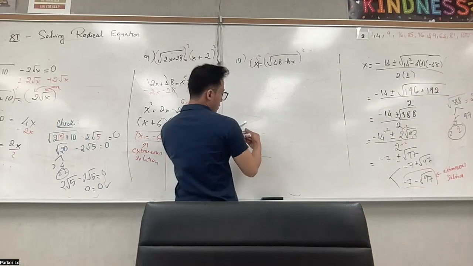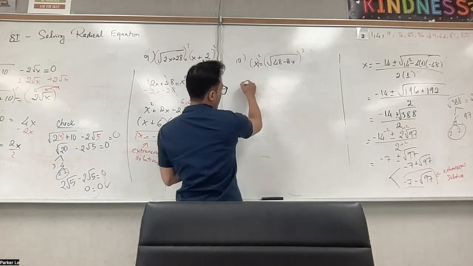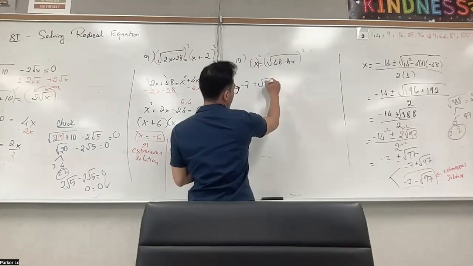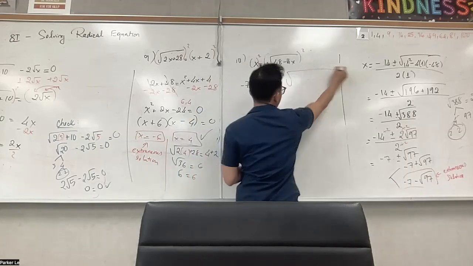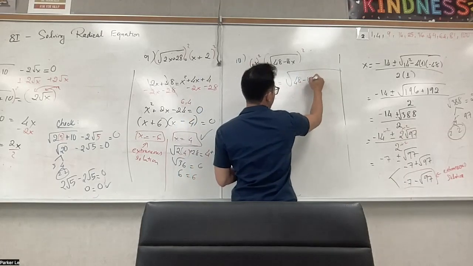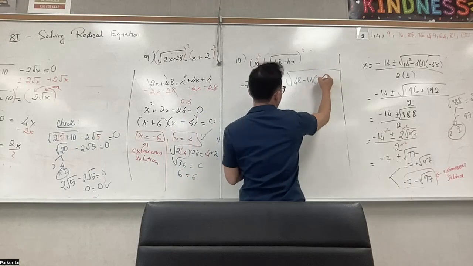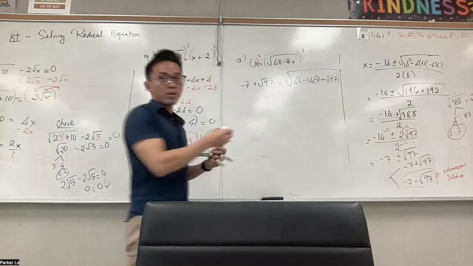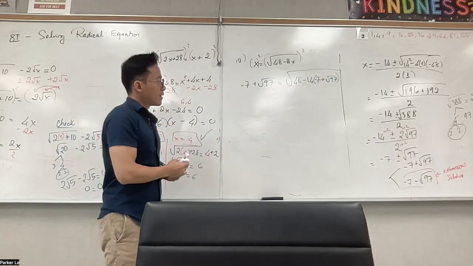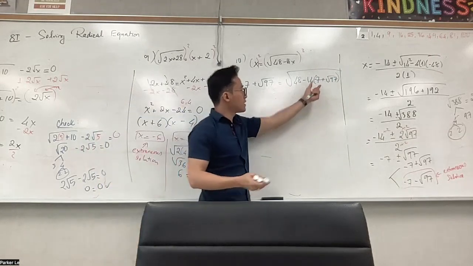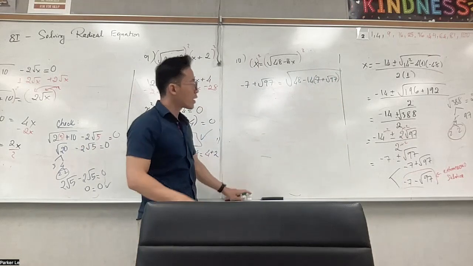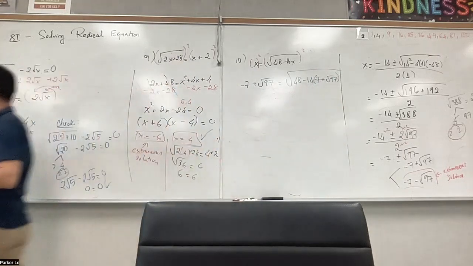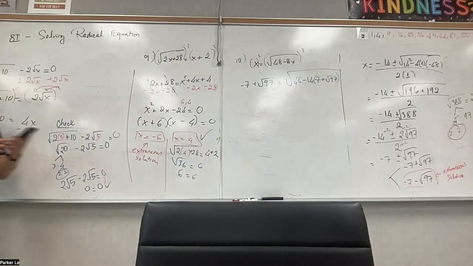If you plug it in, you still need to check, okay? Negative 7 plus square root of 97 equal to square root of 48 minus 14 times negative 7 plus square root of 97. You need to check. You don't need to multiply this and then simplify the square root of 97. Just plug it in the calculator.